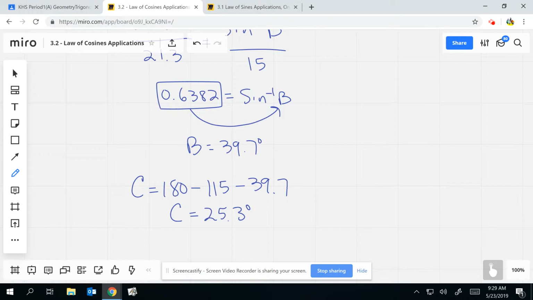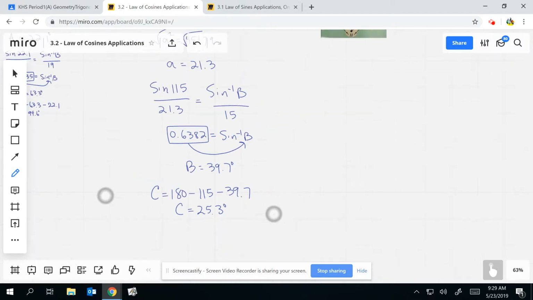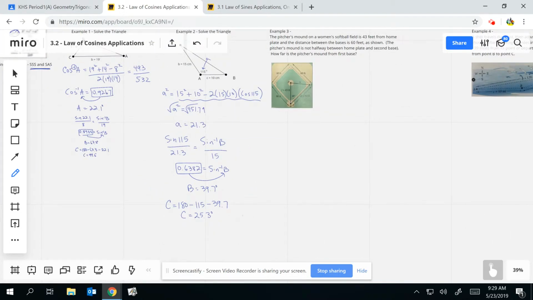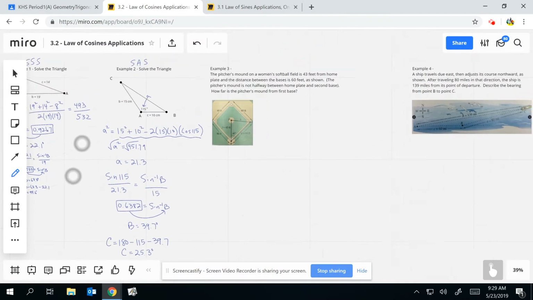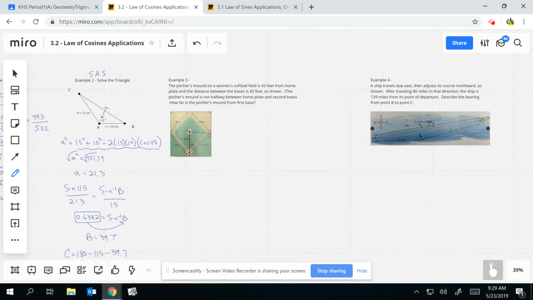All right, so that was the first two examples. Now the rest of them, we don't have to solve the whole triangle. That's kind of nice. All we have to do on the rest of them is find the piece that's missing. Okay, so there's going to be a lot of practice coming up about these application problems. You want to be able to apply your law of cosines and your law of sines.